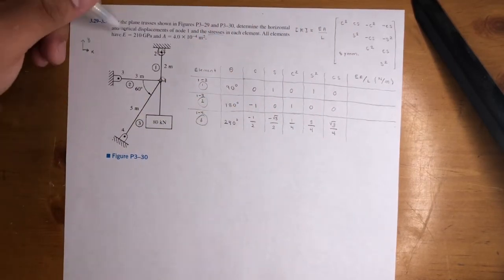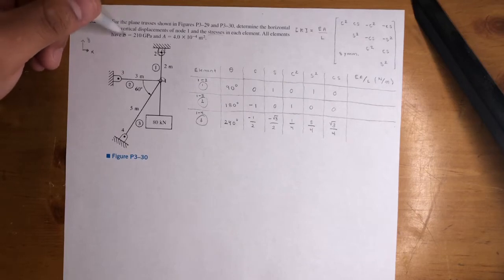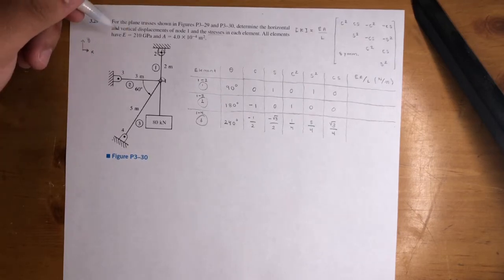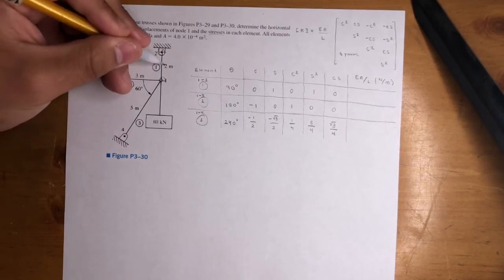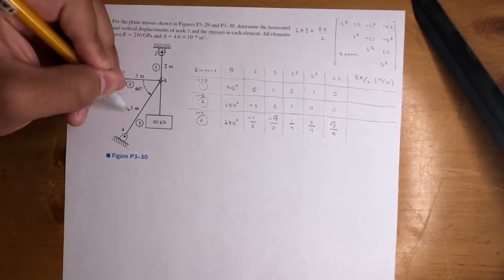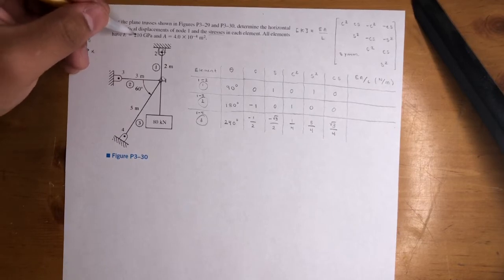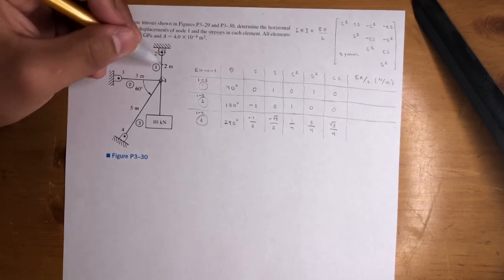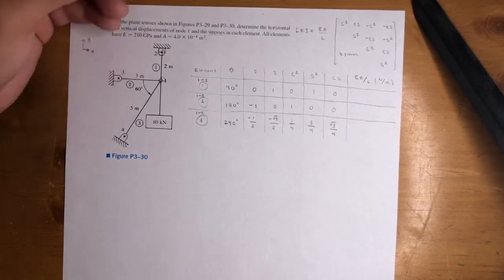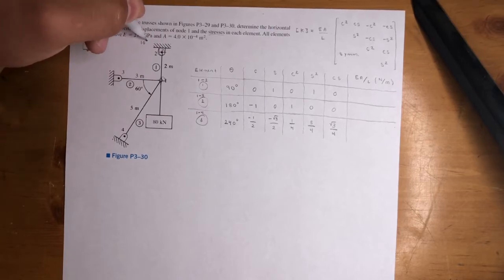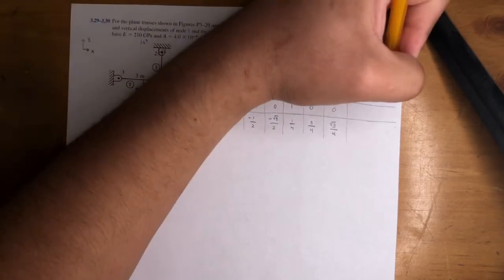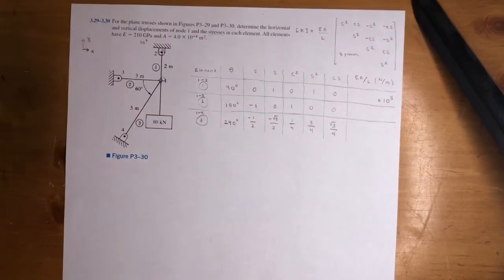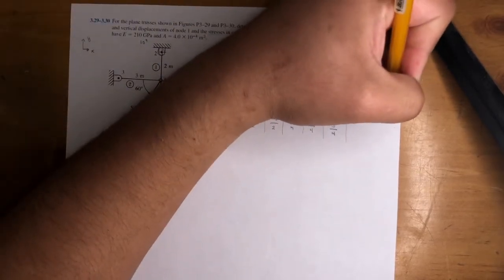Now finding the EA over L for each element. They have the same E and area, so that's cool, but they do have different lengths. Thankfully, we don't have to do trigonometry to find it. They just give it to us: 2, 3, and 5. So 210 times 4 divided by 2, and then times 10 to the 5, because this is 10 to the 9, and the area in square centimeters is 10 to the -4, so it's 10 to the 5. So we're gonna have 10 to the 5 for all of them.